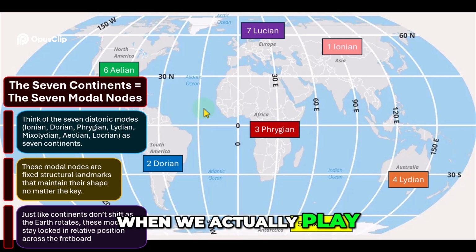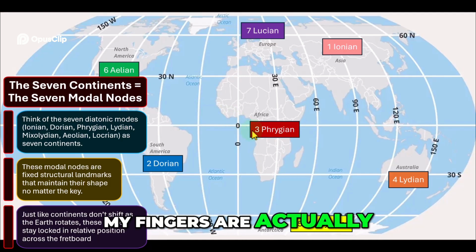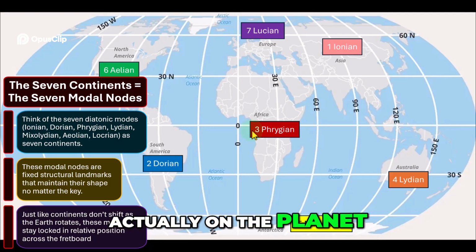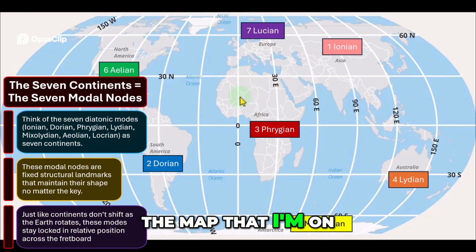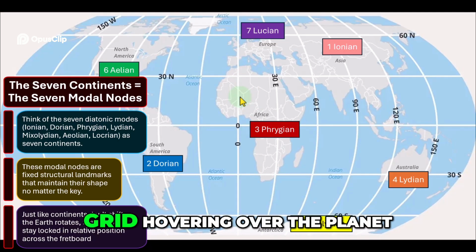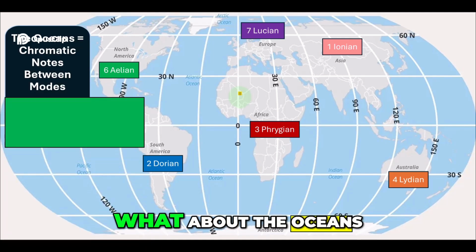But when we actually play, we're going to go onto the planet, and I no longer want to be measuring where I am when my fingers are actually on the planets of the fretboard as though there's a grid from space, right? I want to be actually on the planet and look at the latitude and longitude of the map that I'm on. In other words, if you think about our Zelda video game, if we had the grid hovering over the planet, and every time you play the video game, the locations are in a different place, that would be a problem.